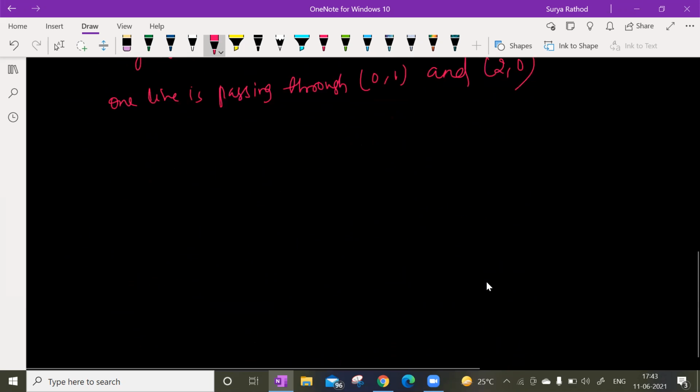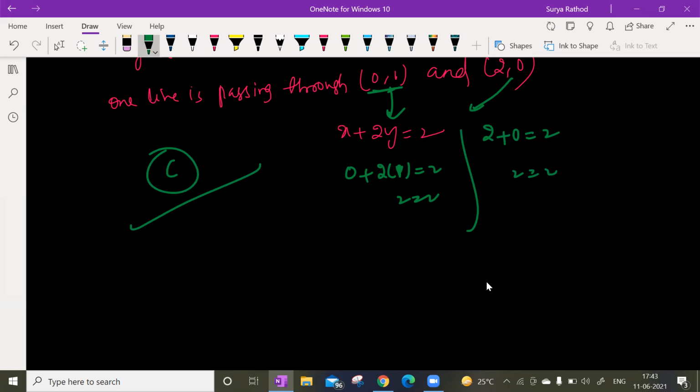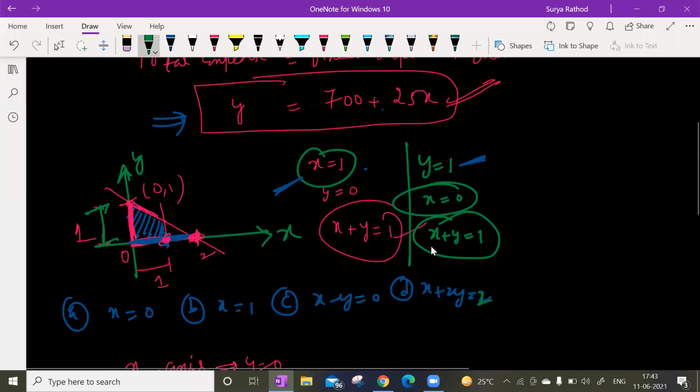So now if I take this one, my equation, the D option is getting satisfied. If you take this x value 0, my y value as 1, 2 is equal to 2, it is satisfying. If you substitute this, 2 plus 0 is equal to 2, it is satisfying. So option C is correct. Option C is absolutely right, no doubt in that.